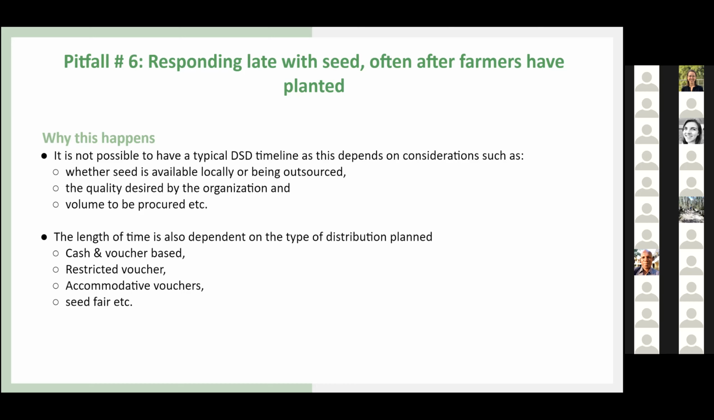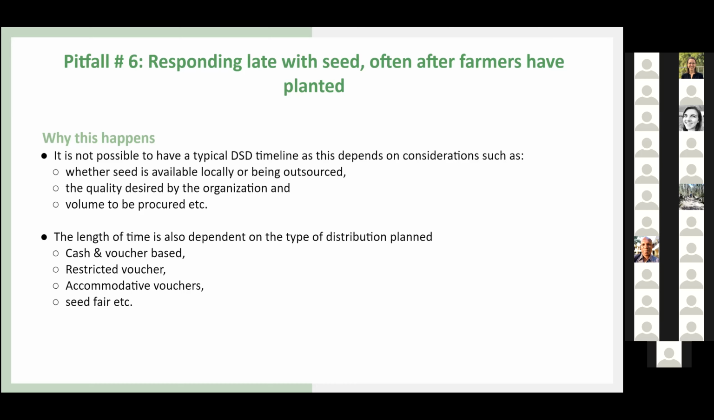And often this happens with DSD because direct seed distribution has no typical timeline. And it depends on various reasons. We could have availability of seed, whether that seed is available locally or not. If you need to outsource seed, then it will take even longer to procure that seed. And sometimes organizational policies on quality can determine whether you're going to get seed quickly and distribute it when the farmers need it or not, but also in terms of how much seed is required. More seed would obviously require more time to procure.